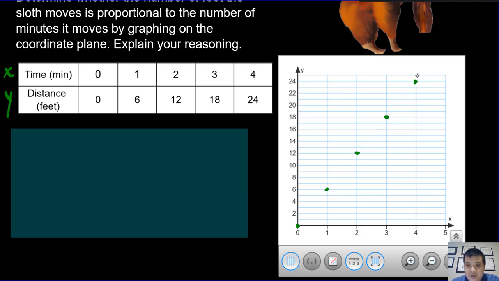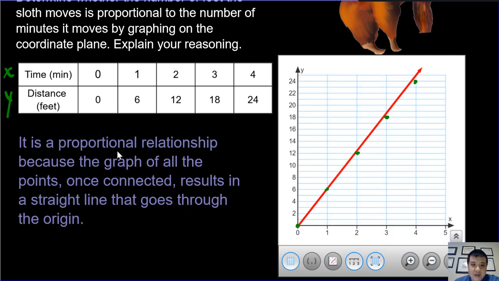4, 24, and that kind of looks like a straight line. If we were to connect all of those points, it would look like that. I can draw that a little bit better, but you guys get the point. So therefore, it is a proportional relationship because the graph of all the connected points results in a straight line that goes through the origin.